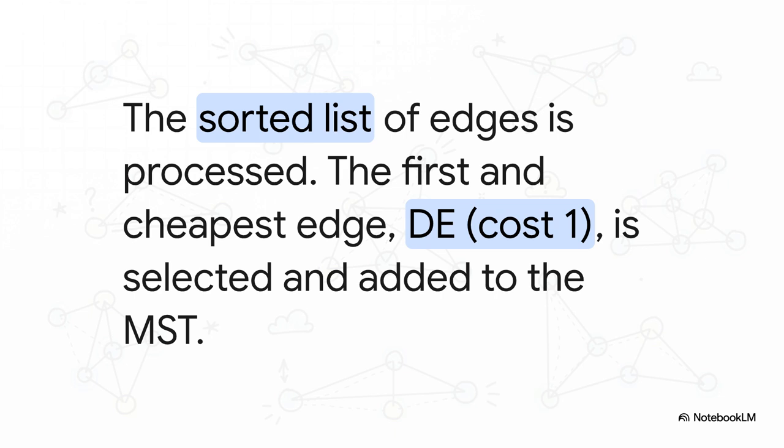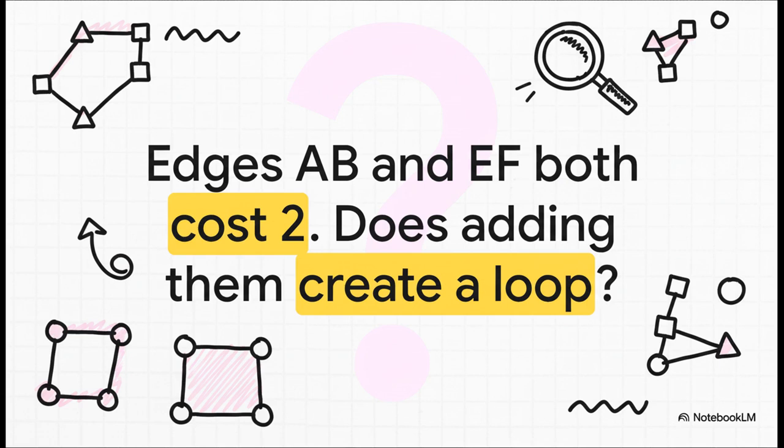Kruskal's algorithm takes one look at the top of the list and immediately snags the cheapest one there. That's the link between D and E, with a tiny cost of 1. Easiest decision all day. All right, moving down our list.